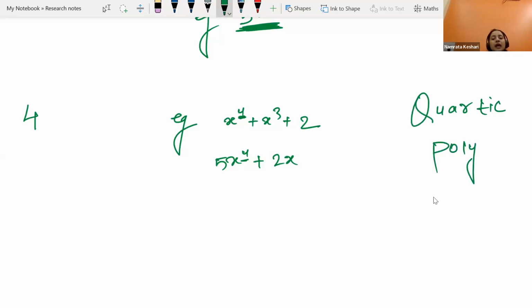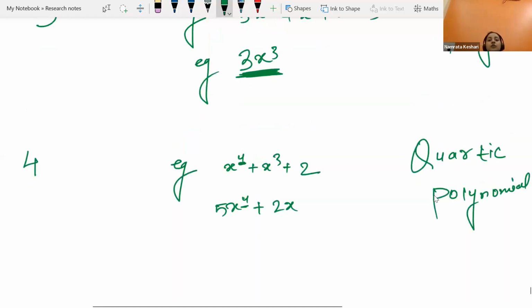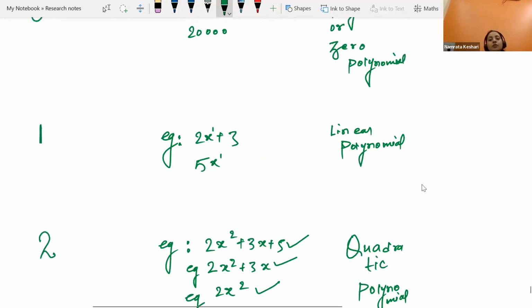This much only we need to know. If the degree is 0, that's called a constant or zero polynomial. If the degree is 1, that's called a linear polynomial. In a linear polynomial, this x term will be there, or maybe y is the variable, then the y term has to be there. That will not be 0.